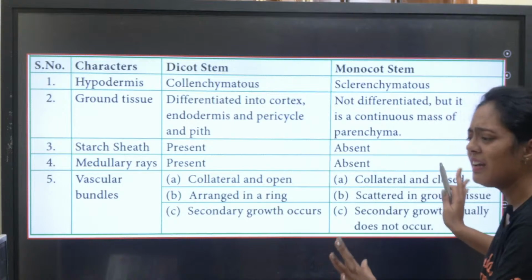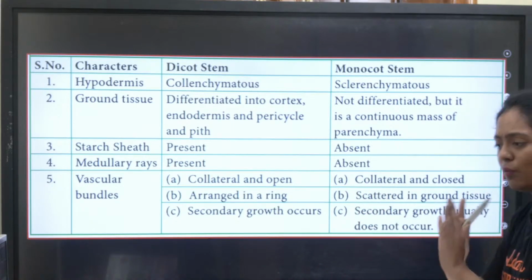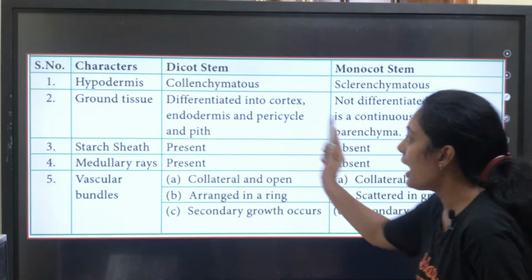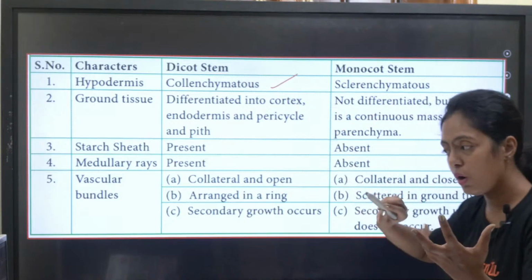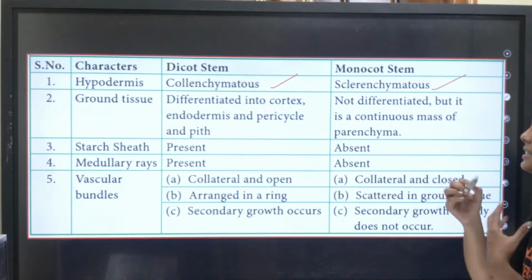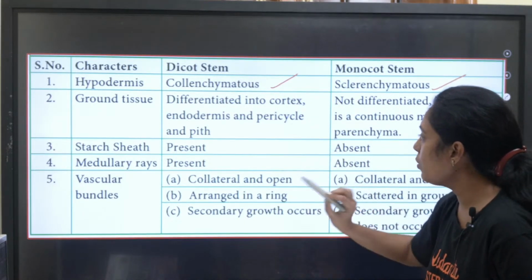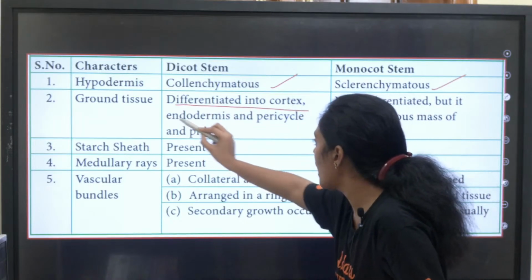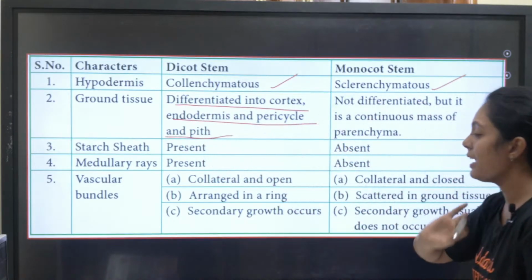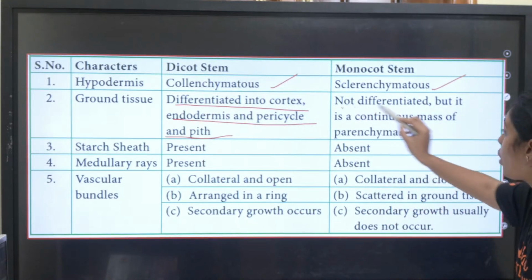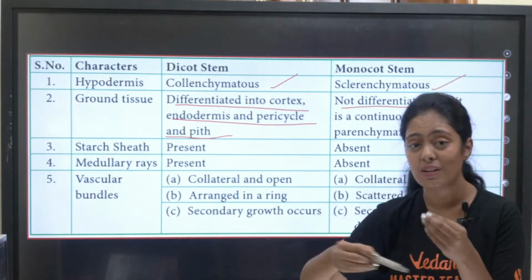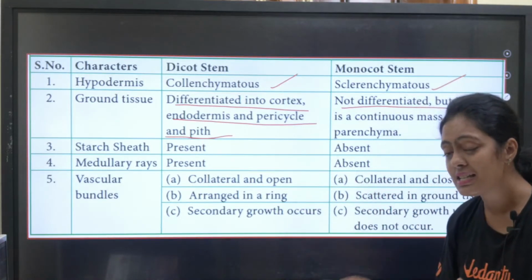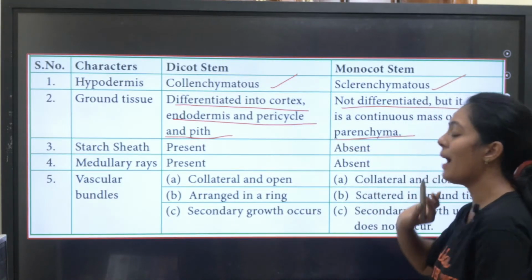Okay, so let's see here, the entire summary is here. This much is enough to study. Okay, the hypodermis in your dicot stem is collenchymatous, in your monocot stem it is sclerenchymatous. Okay, how is the ground tissue? It is differentiated into cortex, endodermis, pericycle and pith. Okay, here it is not differentiated. There is not much differentiation like that. It is just a continuous mass of parenchyma.